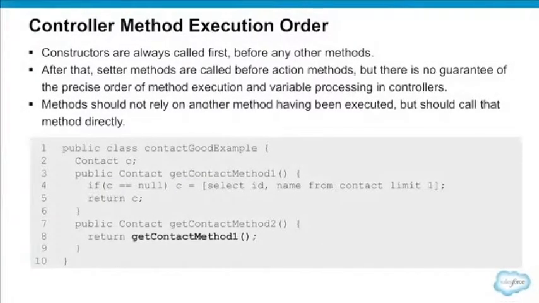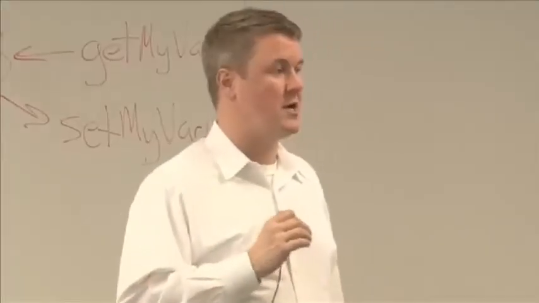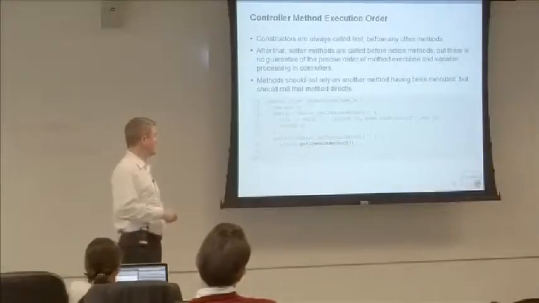Okay? Some golden rules about development of your controllers. There's no guaranteed order of execution if you have multiple getters or multiple setters. So don't make any assumptions that getter 1 will be called before getter method 2. You just don't know. Okay? So you can do things like make sure that inside, check for null, check to see if something's been done.